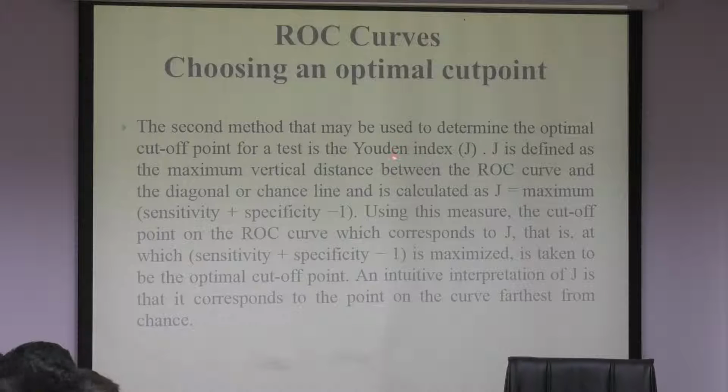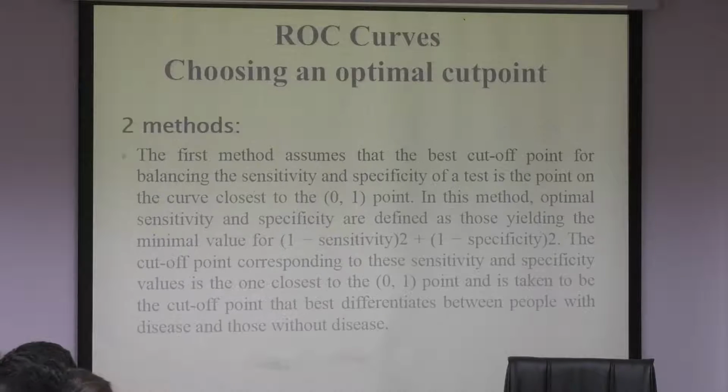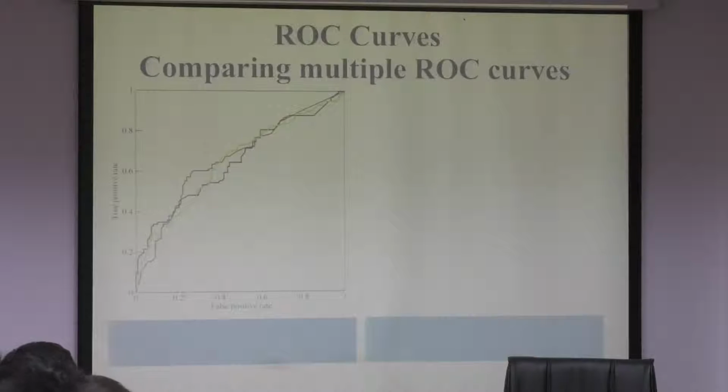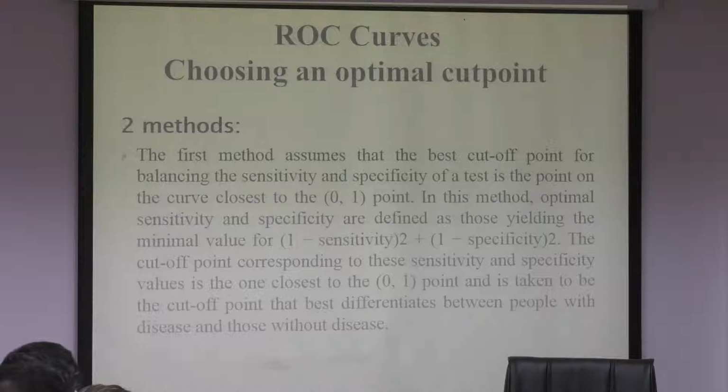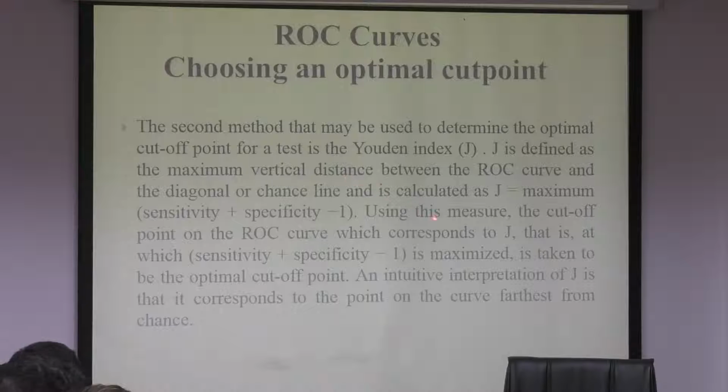J, which is the Youden's index, is defined as the maximum vertical distance between the ROC curve and the diagonal or chance line, and is calculated as J equal maximum sensitivity plus specificity minus 1. In other words, in the first method, I was looking at the distance here. In the Youden's index, I'm looking at the distance here. So, how do I calculate it? Using this measure, the cutoff point on the ROC curve, which corresponds to J, that is, at which sensitivity plus specificity minus 1 is maximized.